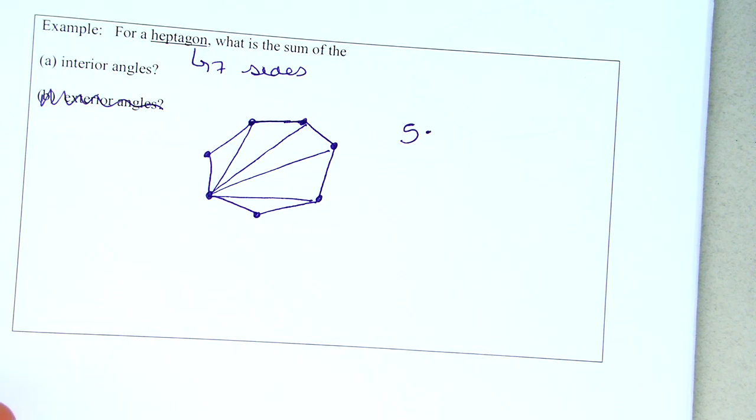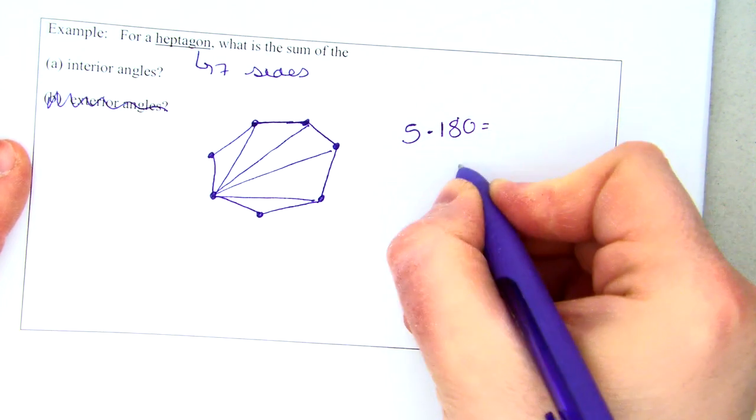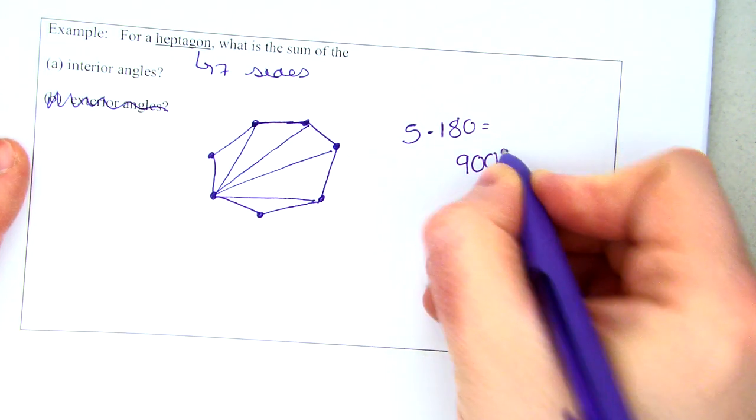Killian, have you finished this problem? Yeah. What do you have for the sum of the interior angles? 900 degrees, I like it. 5 times 180, we're going to get 900 degrees.